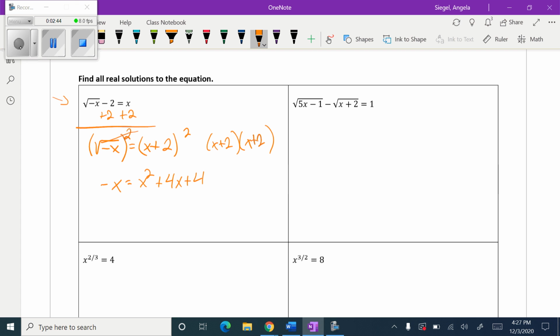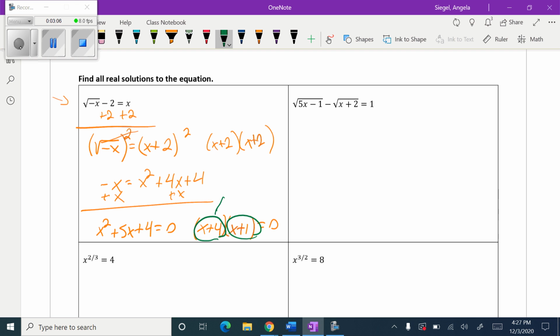And so when we have a quadratic, you know to set everything equal to 0. So I'm going to clean this up again. x squared plus 5x plus 4 equals 0. So I'm going to factor it, and then set each one of these equal to 0. So this x is equal to negative 4, and this one is x equals negative 1. At this time, I'm going to come back up here and plug negative 4 and negative 1 into the original problem.